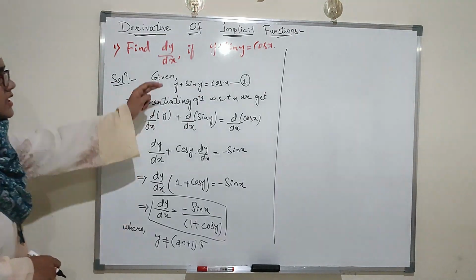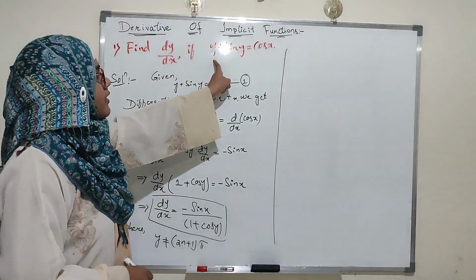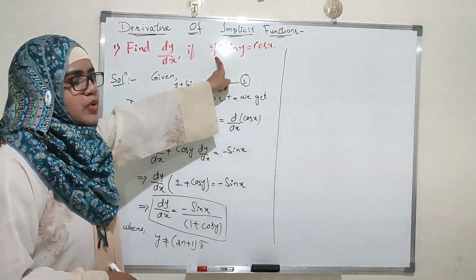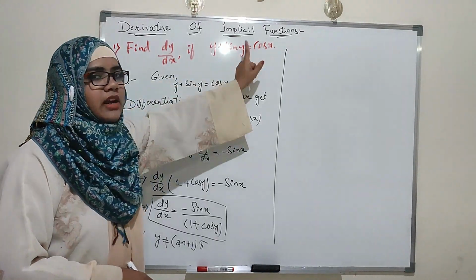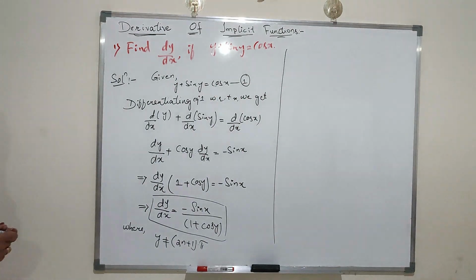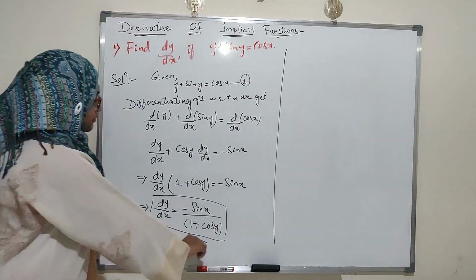Okay. In this example, we have one algebraic term, or you can say one variable y, and two trigonometric ratios, both having different angles, x and y. Okay. So this one is the second example.